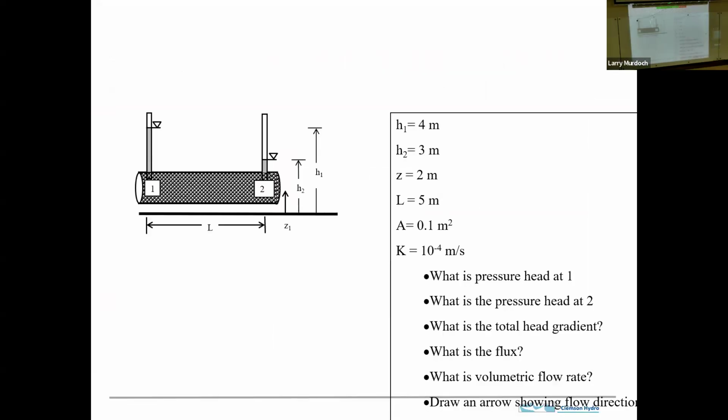Okay. Everybody have a handout? Okay. So let's do this example. So these are the two total hydraulic heads. At H1, the total hydraulic head is 4 meters. And at H2, it's 3 meters. So H2 is equal to 3 meters, H1 is equal to 4 meters.